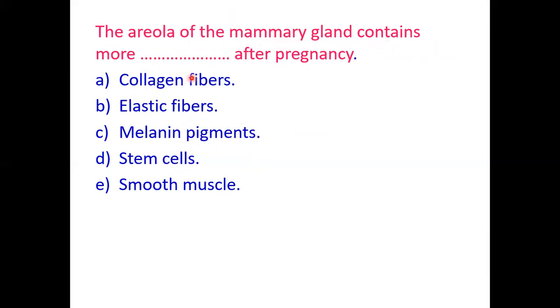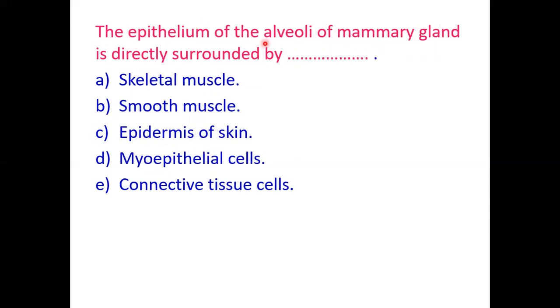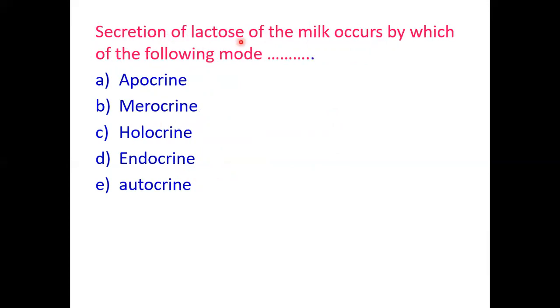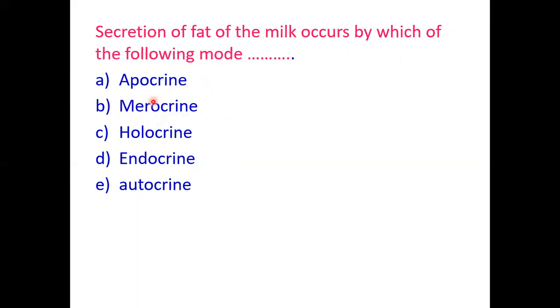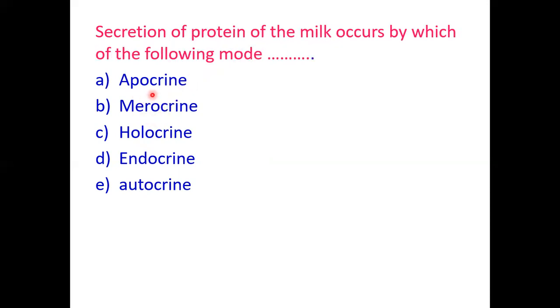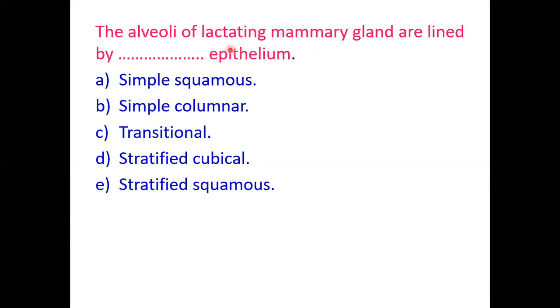The areola of the mammary gland contains more pigment after pregnancy, so it contains more melanin. The epithelium of the alveoli of the mammary gland is directly surrounded by, number D, myoepithelial cells. Secretion of lactose of the milk occurs by which of the following modes? Number B, merocrine. Secretion of the fat of the milk occurs by which mode? Number A, apocrine. Secretion of protein also by merocrine, like carbohydrate.